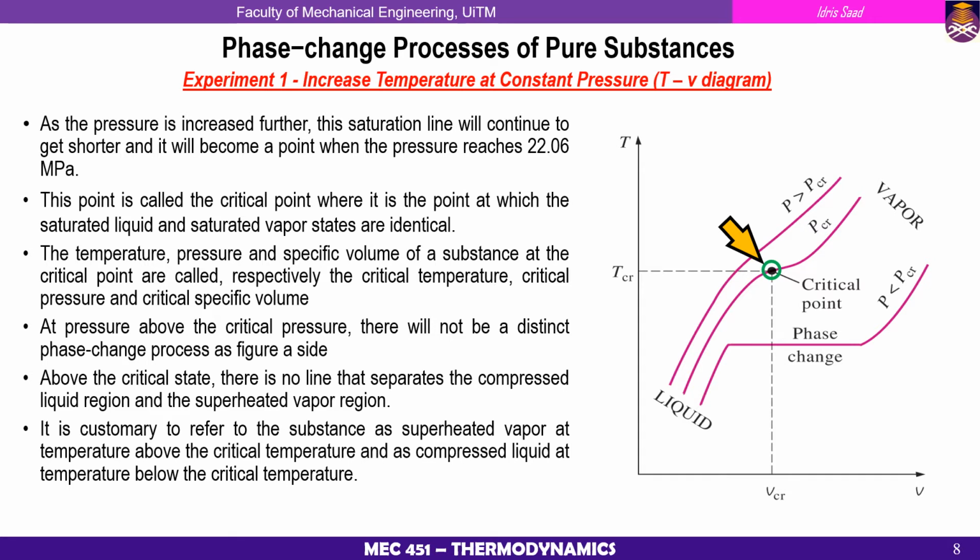When the pressure goes above the critical pressure, there will not be a distinct phase change process, as in the figure aside. Above the critical state, there is no line that separates the compressed liquid region and the superheated vapor region. What this means is, we cannot identify the mixture region since the substance will change its phase very quickly from liquid to vapor. It is customary to refer to the substance as superheated vapor at temperatures above the critical temperature and as compressed liquid at temperatures below the critical temperature.